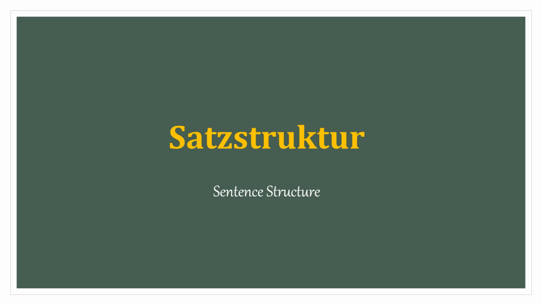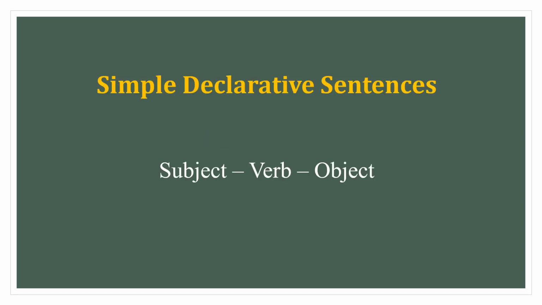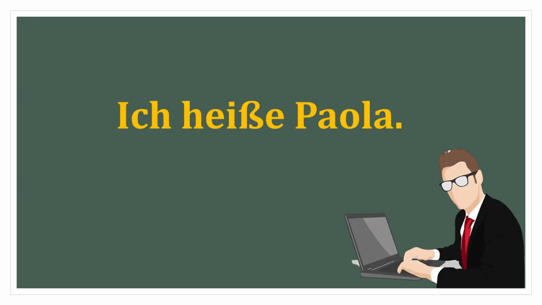Now, we learn what we will be learning in this lesson. For instance, the most simple sentences in German are structured in the same way as they are in English, with the subject first, the verb second, and the object third. Here is the first sentence.